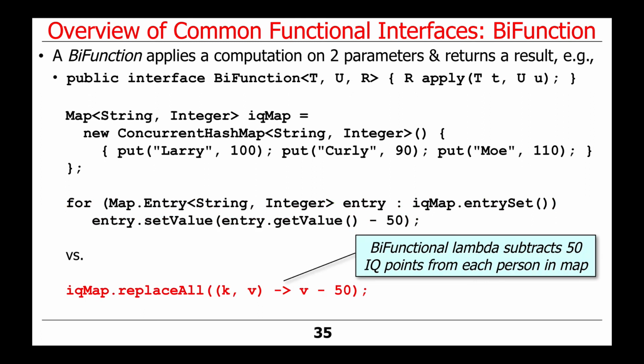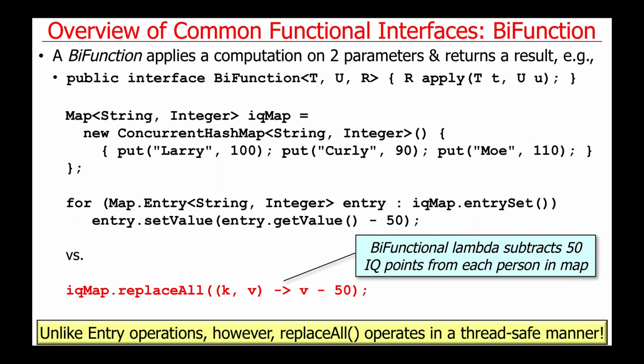The alternative approach is to use replaceAll with a BiFunction lambda. And what we do here is, because it's a BiFunction, it receives both a key and a value. So that's what open paren k comma v close paren means. It's taking two values here. And what we're doing is we're subtracting 50 from the value, and replaceAll will essentially take that result and update the value in the map for that particular key with the old value minus 50. Unlike the entry operations, however, replaceAll will operate in an atomic thread-safe manner. So not only is it more concise, but it's also going to be thread-safe and very efficient as well.